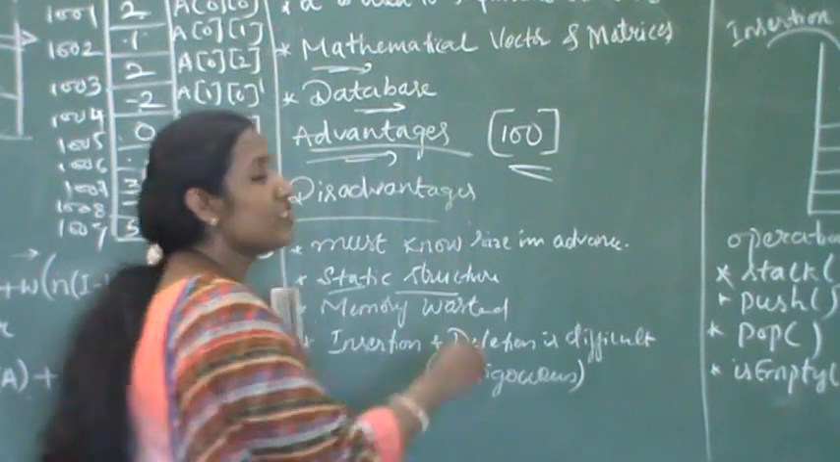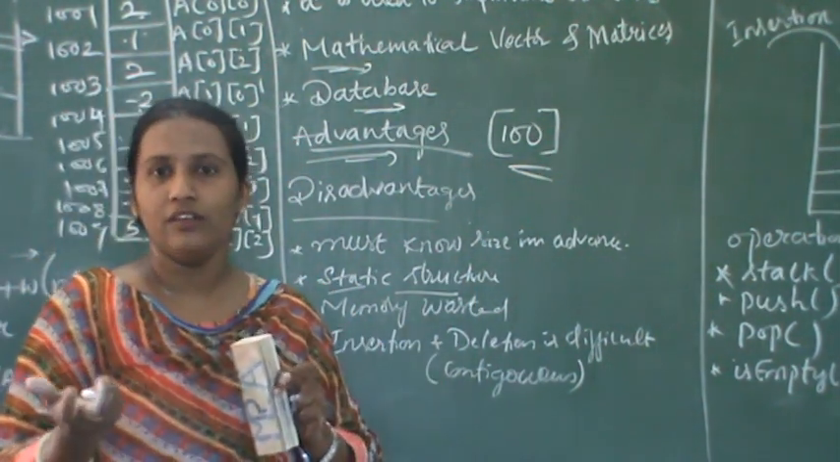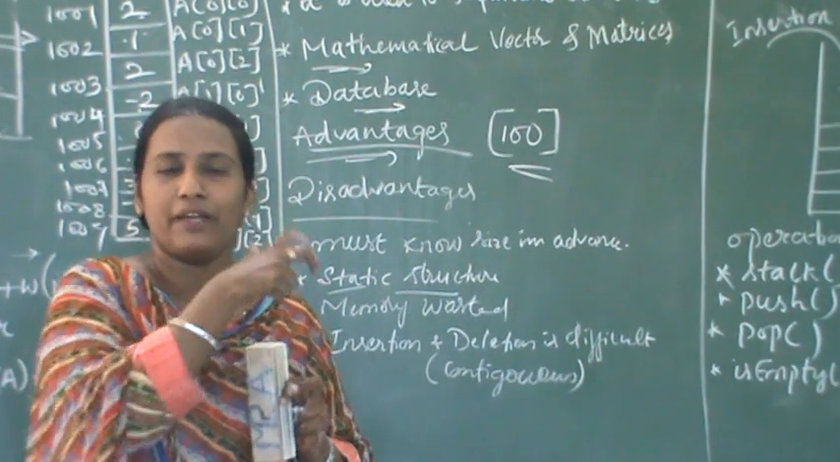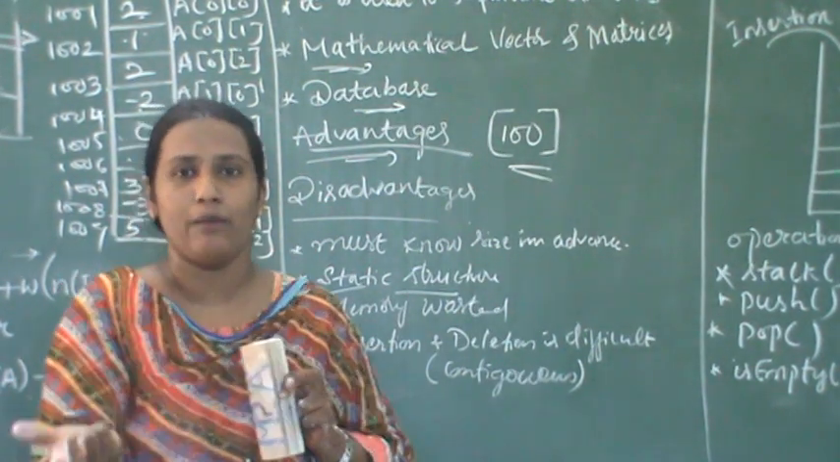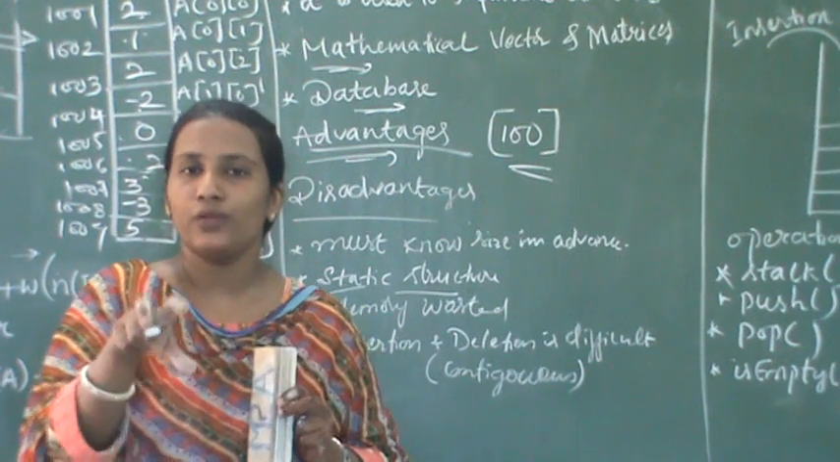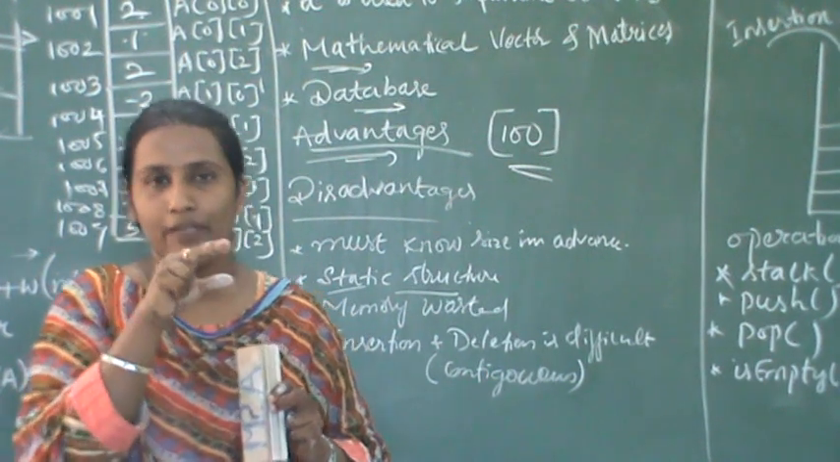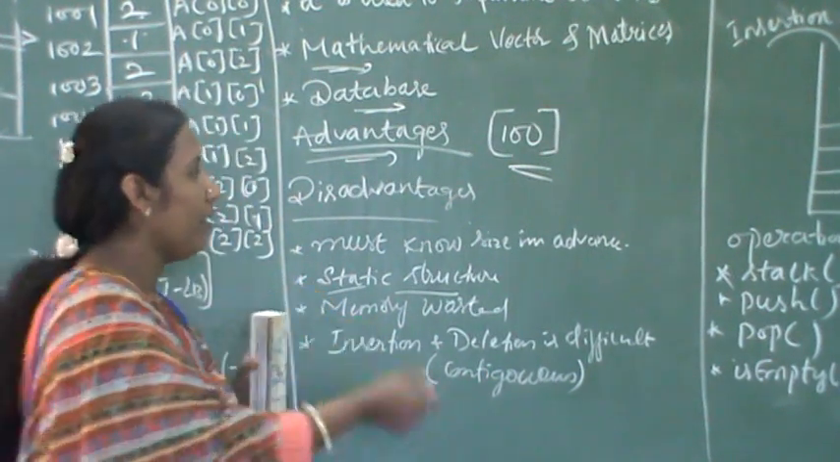So it is a static structure. Static means whatever size we give during compiling. I already explained this: what do we mean by static and dynamic? Static means during compile time. Dynamic means during runtime. I have already explained how it happens.